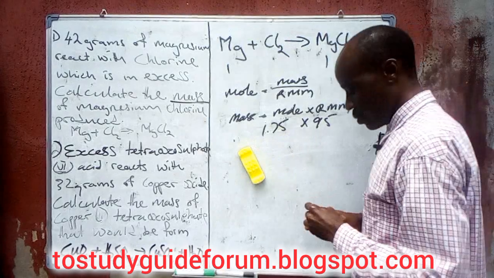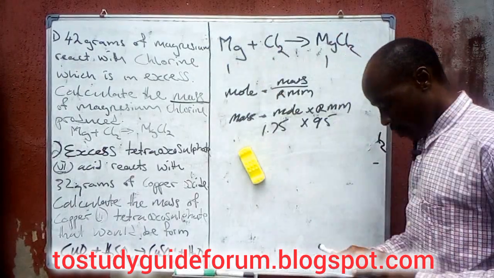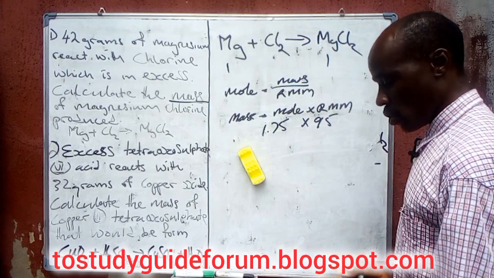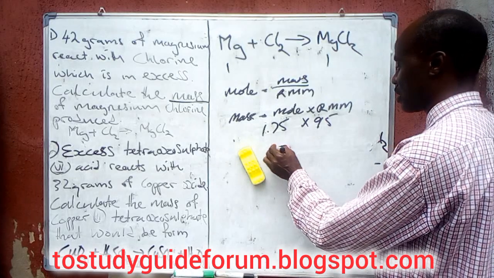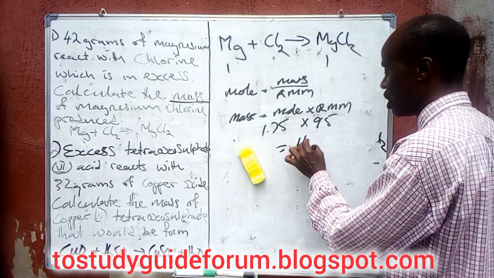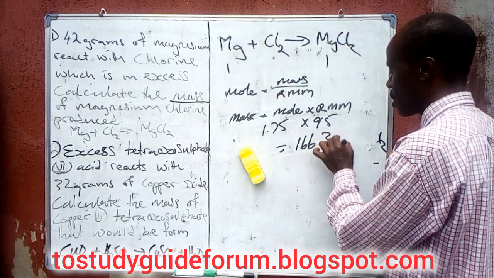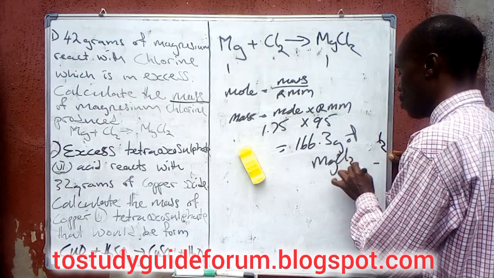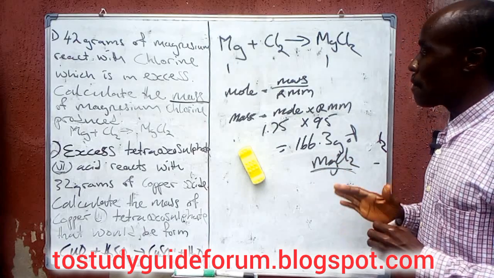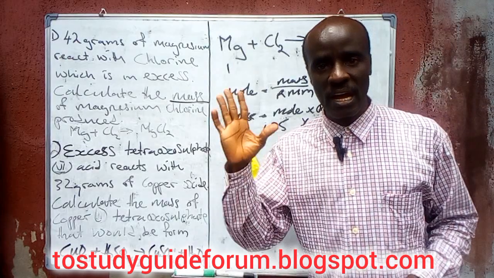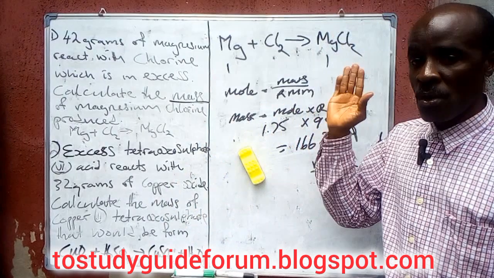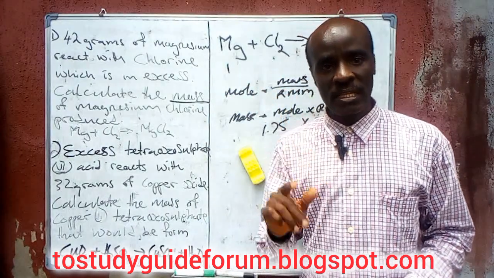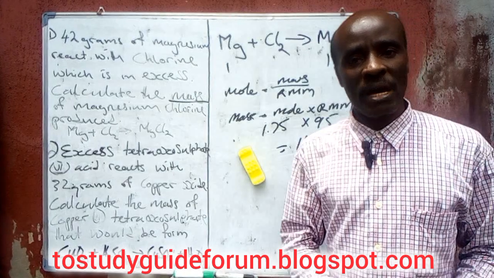If we multiply through, we have 166.3 grams of magnesium chloride. So that is exactly how to do it. You can see that I've solved the same problem, one problem with two different methods. That's how calculation can be done in chemistry.